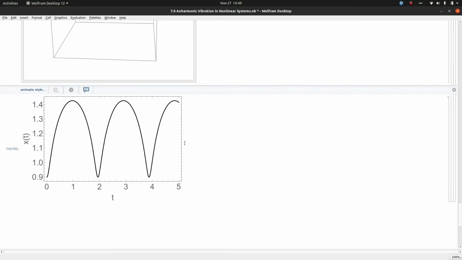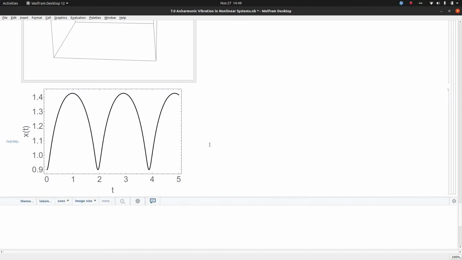This does not look like a sine function. I mean, it kind of does because it goes up and down, but sine functions do not have this discrepancy where it's much sharper on one side and much rounder on the other side. So this is one of the features that we're starting to see: as we get away from small deviations from equilibrium, it starts to look less and less like the simple harmonic motion that we started with.